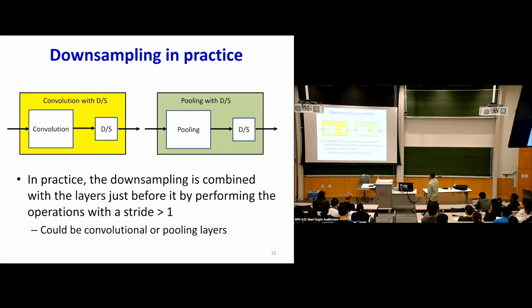Now, typically, downsampling either follows a convolution layer or follows a pooling layer. And in this case, instead of having two distinct steps of convolution followed by downsampling or pooling followed by downsampling, you can achieve the same effect by performing the convolution or pooling operation with a stride greater than 1.